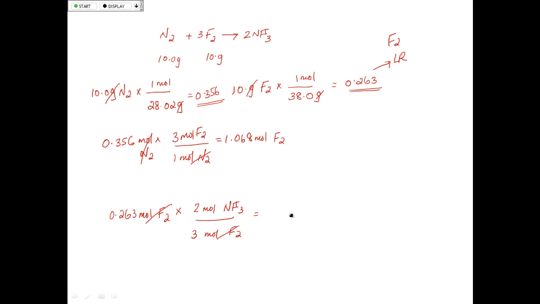How much, Cassidy? 0.175 moles of NF3. Is the question asking how many moles of NF3 will form? No, that is asking how many grams of NF3 will form. So what is the last step? Convert these moles to grams using the molar mass of NF3. So multiply this by the molar mass of NF3. What is the molar mass of NF3?